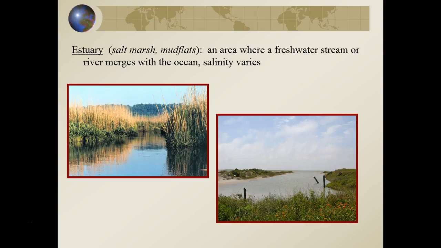The estuary: salt marsh, mud flats, an area where a freshwater stream or river merges with the ocean. Salinity varies. So not all the time is salt water going to mix with these types of waters. That's why it varies. It's good that these waters can keep their strength of being fresh as well, and do not always have to be penetrated with salt water. It just doesn't happen all the time. It all depends on the current.